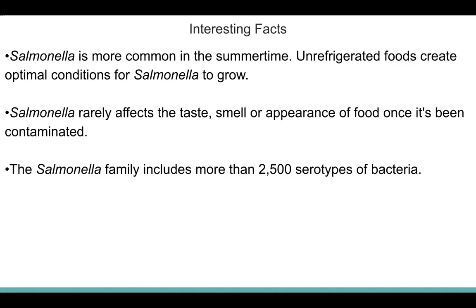Here we have some interesting facts. Salmonella is more common in the summertime. Unrefrigerated foods create optimal conditions for salmonella to grow. Salmonella rarely affects the taste, smell, or appearance of food once it's been contaminated. The Salmonella family includes more than 2,500 serotypes of bacteria.